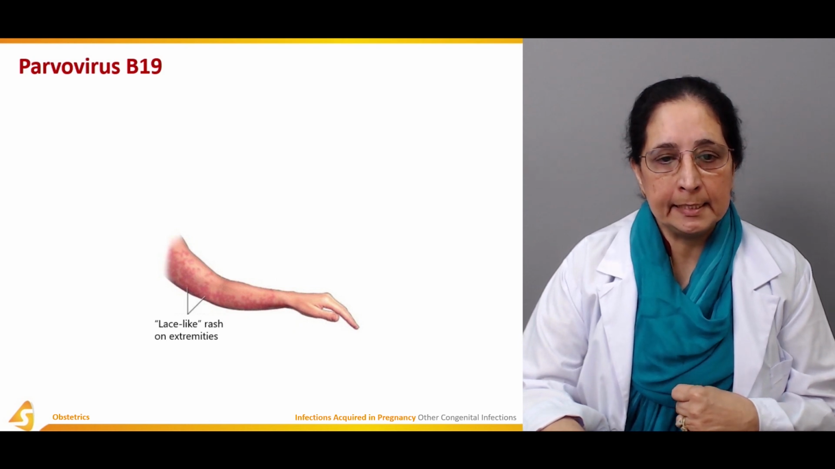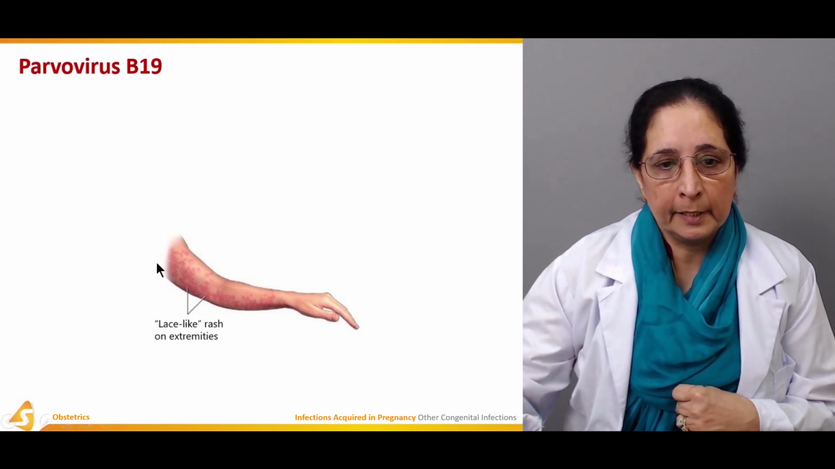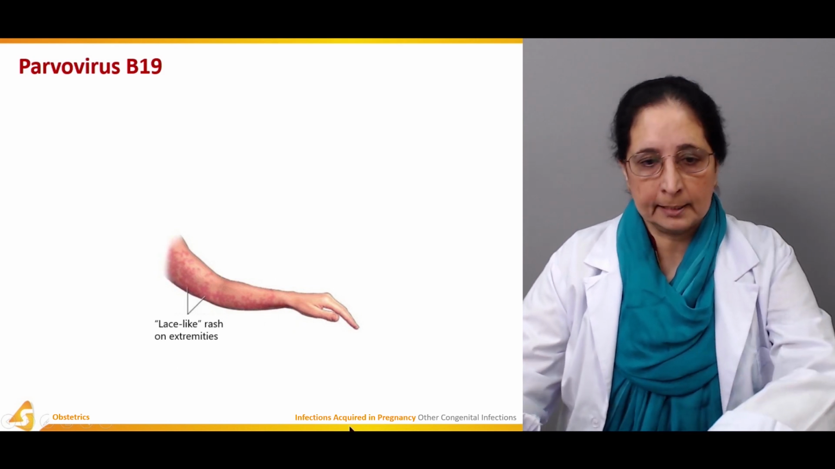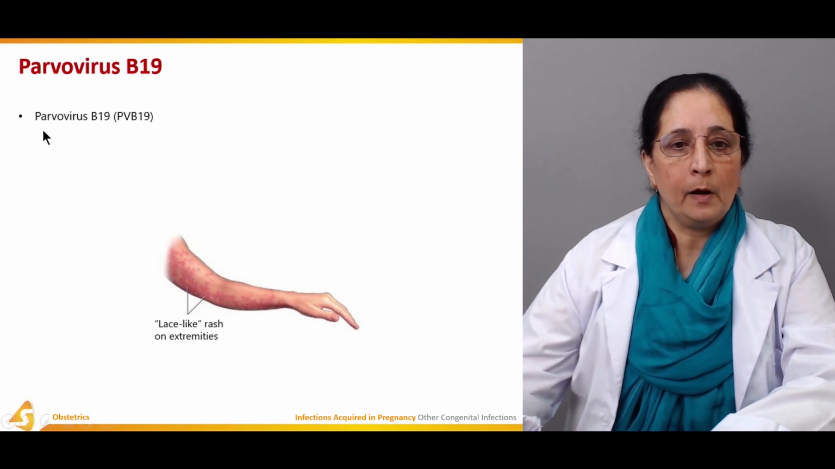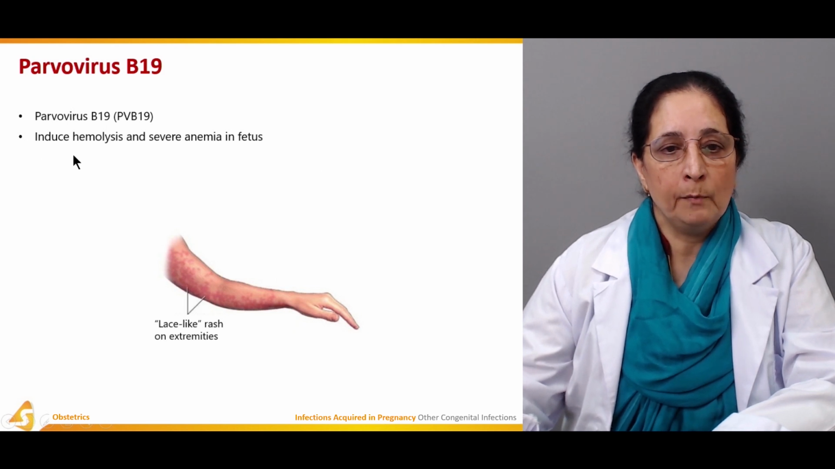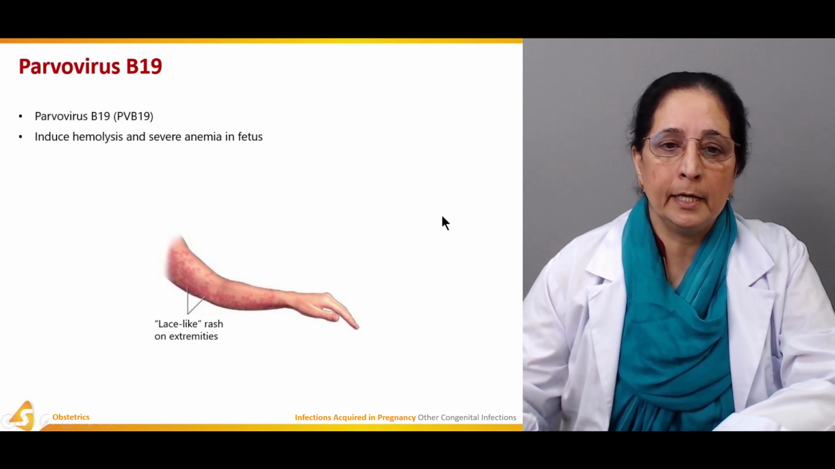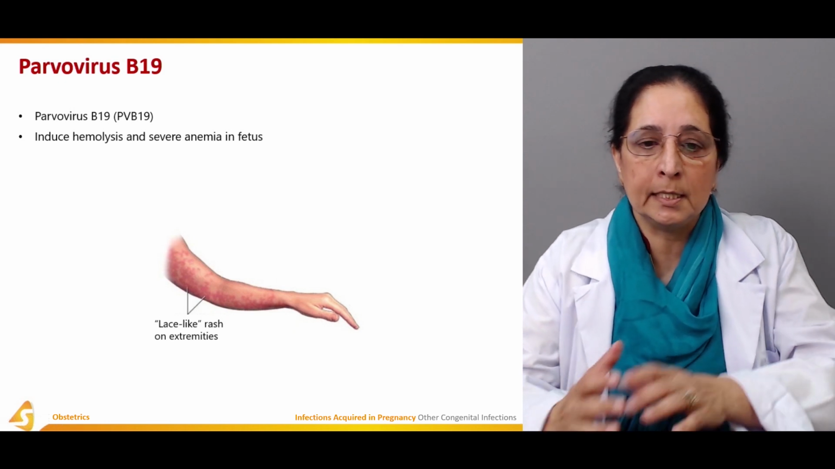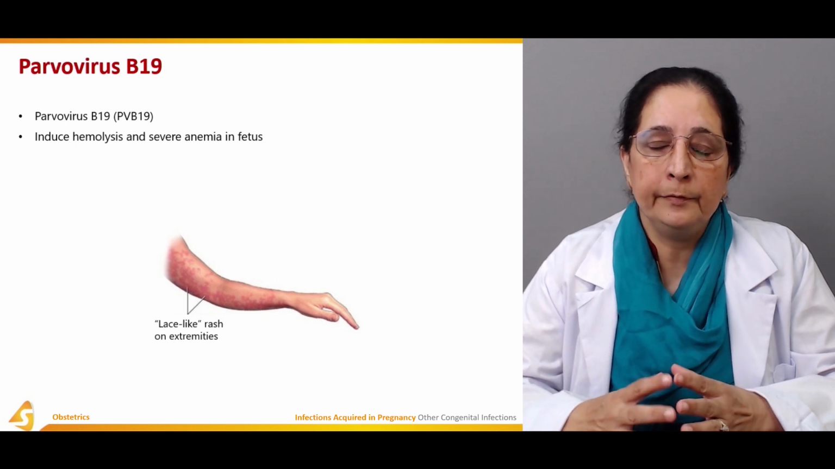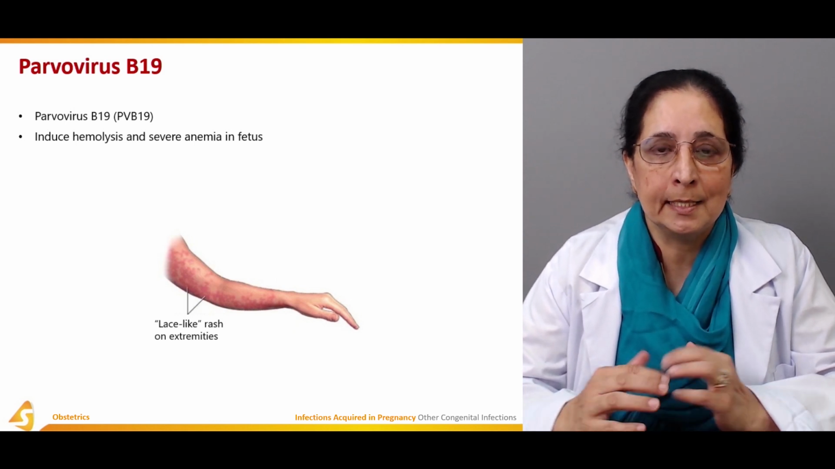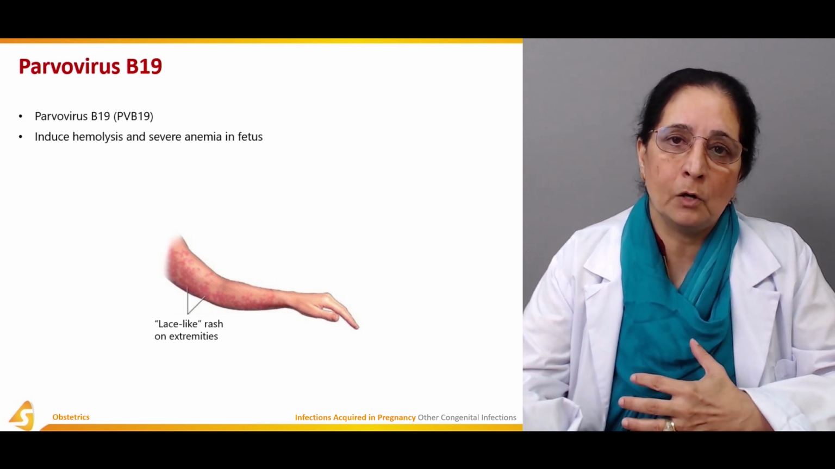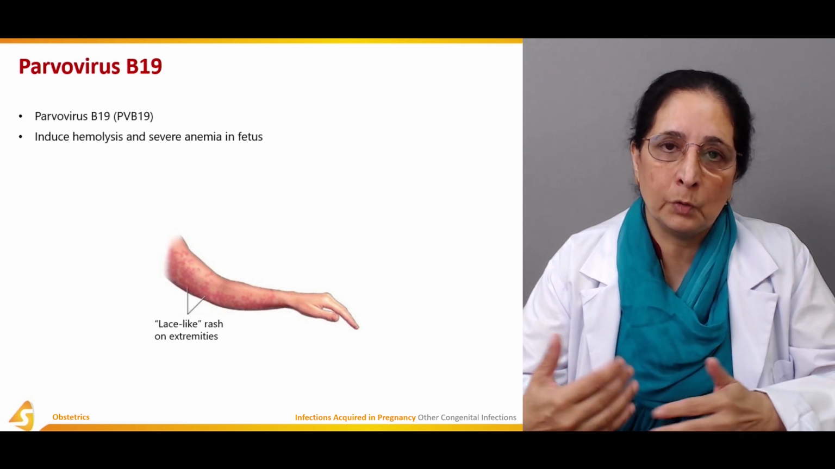Parvovirus B19: usually this is the picture, a lace-like rash on the extremities, and it's caused by parvovirus B19. It induces hemolysis and severe anemia in the fetus. So it causes hemolysis, destruction of the red blood cells, and as a result of the destruction of the red blood cells, anemia occurs in the fetus, and then anemia has so many consequences on its own also.